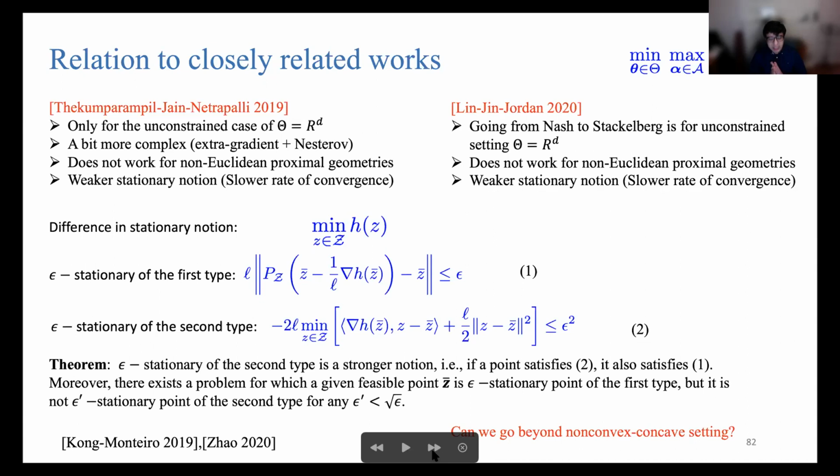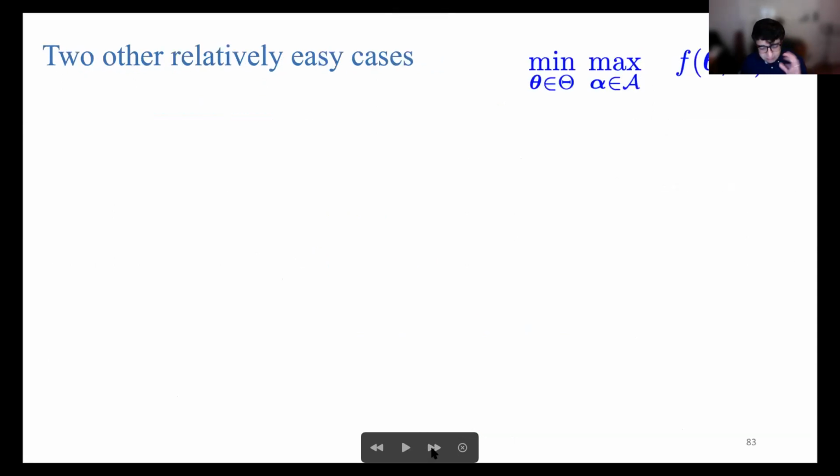So the next thing that I want to address is, can we go beyond the non-convex concave setting? So far, I assumed that the function is non-convex in theta, but I always assumed that you have concavity in alpha or strong concavity in alpha. So the natural question is, can we really go beyond it? Because I'm approaching the end of my time, I want to quickly tell you about other work that we did. And it's based on a very simple observation that there are two other relatively easy cases.